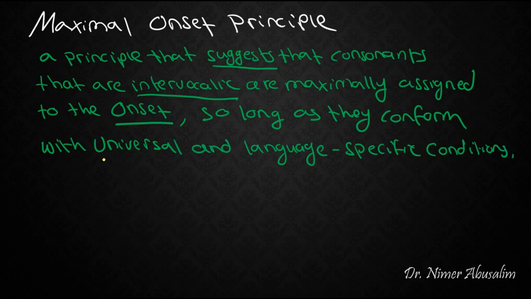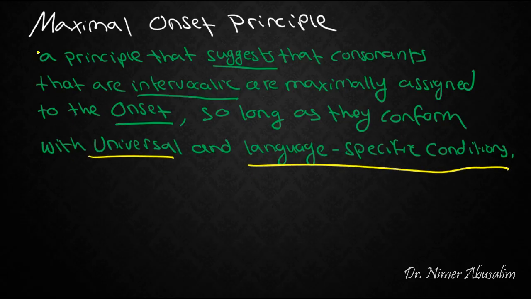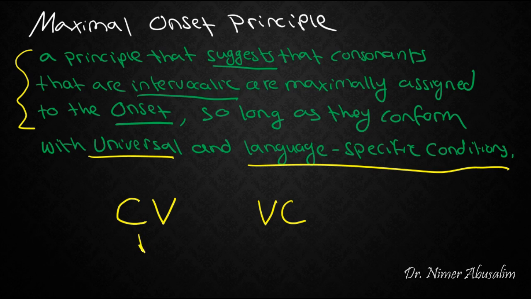Now, before we discuss what these universal and language-specific conditions are, let's first talk about why the maximal onset principle is justified. The maximal onset principle seems to give preference to a CV type syllable. So it gives preference to a syllable that looks like this, a consonant followed by a vowel, instead of a vowel followed by a consonant. What evidence is there that this type of syllable is the more basic, more universal type of syllable? Is there any evidence for it?